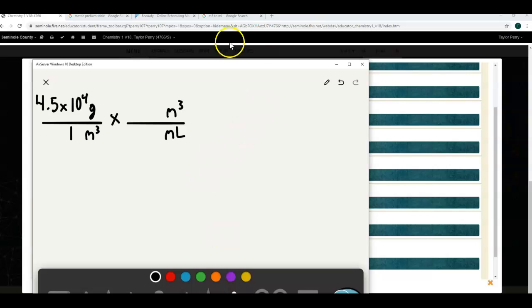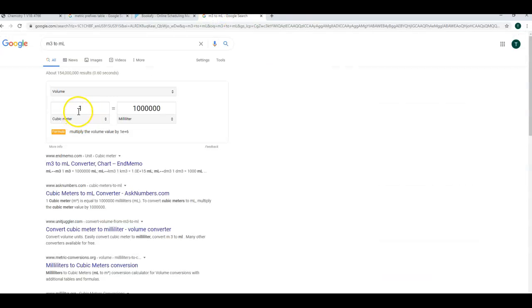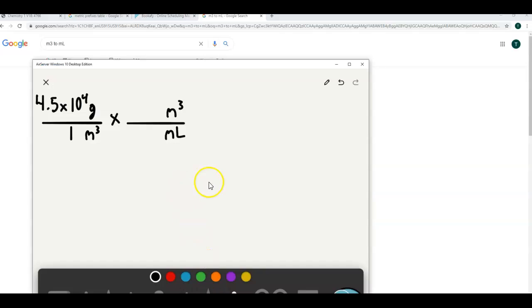Okay, and according to Google, 1 cubic meter is the same thing as 1 million milliliters, okay? Kind of scrunch that in there. You can write it a little bit neater if you want. So if I do this math, my meters cubed will cancel. And then look what I'm left with. I'll be left with grams per milliliter, which is what I'm looking for, right?